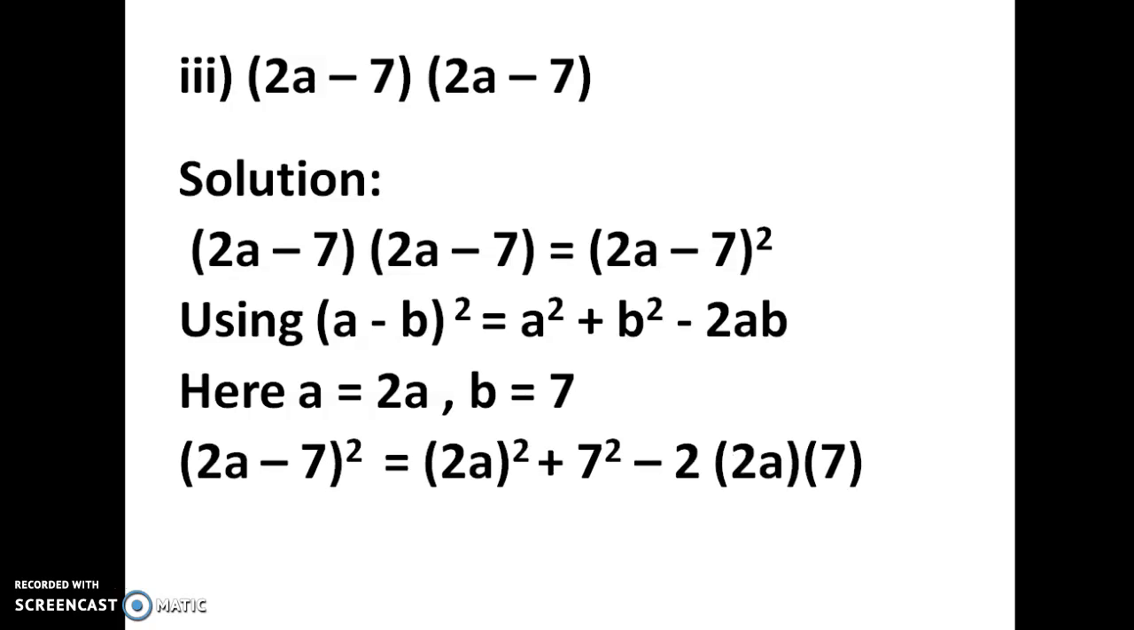So in place of a you have to put 2a and in place of b, 7. So (2a)² + 7² − 2 × 2a × 7. 2² is 4, then a² you will get a². Then 7² is 49, and the minus sign you have here, so first write the minus sign, then multiply the numbers. 2 × 2 is 4, 4 sevens are 28, and one variable you have, that is a. So 28a you will get here.